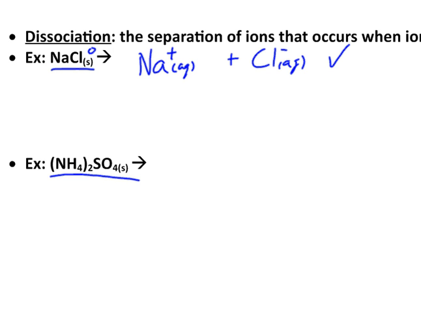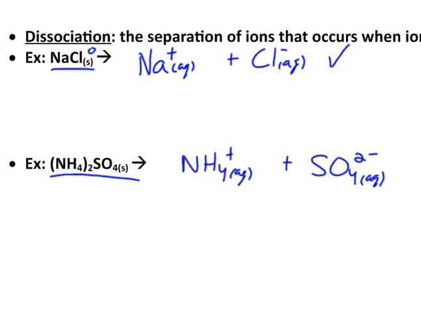The next example, we have ammonium sulfate. So again, we check the solubility and it is soluble, so it will separate into individual ions. Ions are always aqueous. We cannot have a solid, liquid, or gas ion. It must be aqueous. So we're going to separate this into ammonium ions, which have a charge of +1, and sulfate ions, which have a charge of -2.